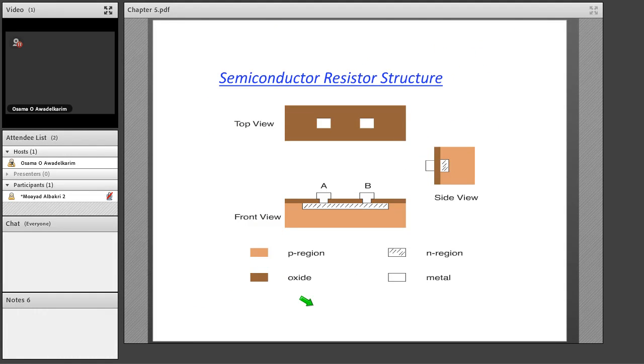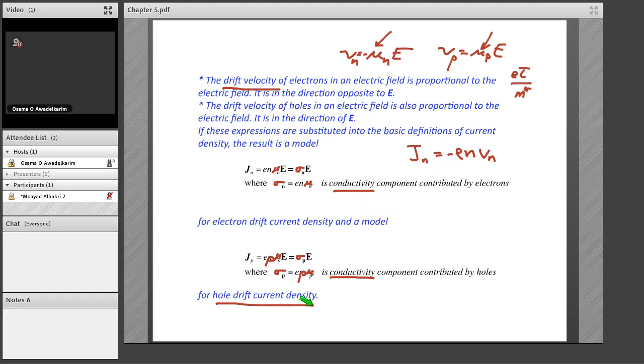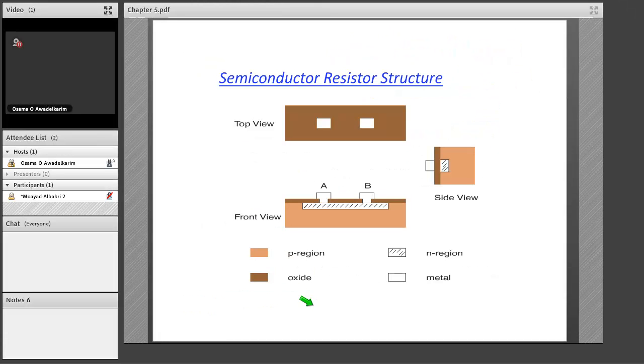So now we have all the gradients. We have developed these current densities in any piece of semiconductor. How do we make it? How do we make this piece of semiconductor? We start, say, with the p-type substrate here, and then we use a mask. This is the top view.